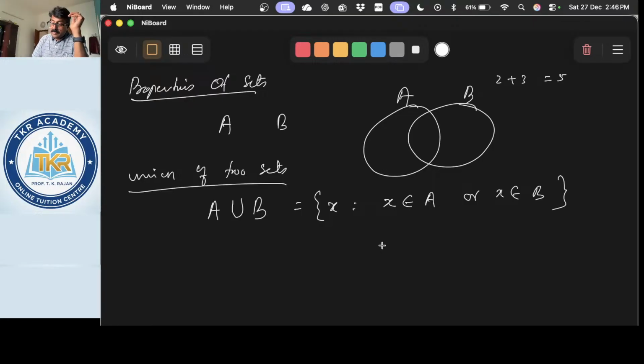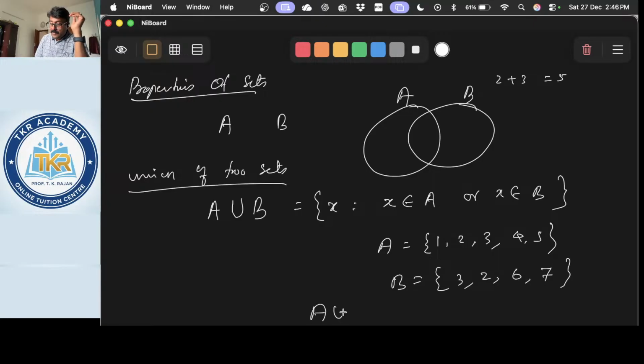For example, A is equal to the set 1, 2, 3, 4, 5, and B is equal to 3, 2, 6, 7. Then what is A union B? A union B is you pick up all the elements from A and B, in any order, no problem. 1, 2, 3, 4, 5 I have taken from A. Then 3, 2 are in B, already taken here. So 6, 7.